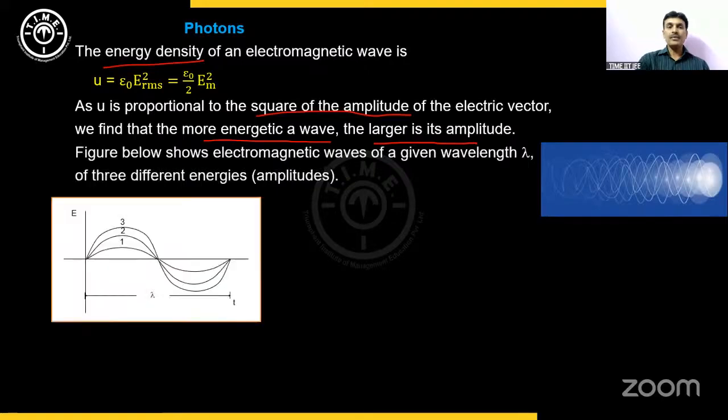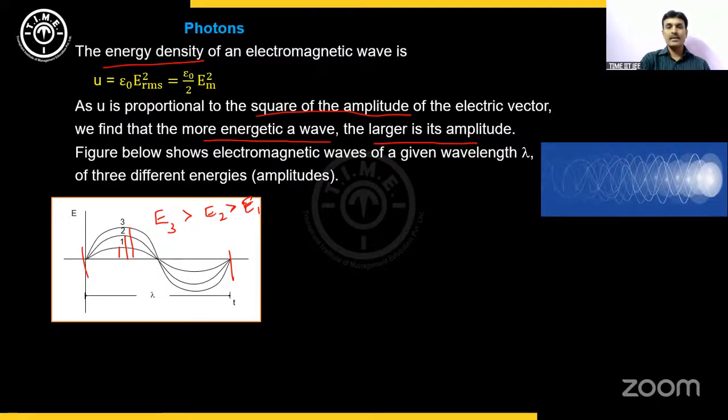Now, see, here are 3 different electromagnetic waves, keeping the wavelength fixed. For all 3, the wavelength is the same. But see, their amplitudes are different. All 3 waves have different amplitudes. Clearly, the energy carried by the third wave E3 is greater than E2, and that is greater than E1. If energy is more, even their energy density will be in the same proportion.